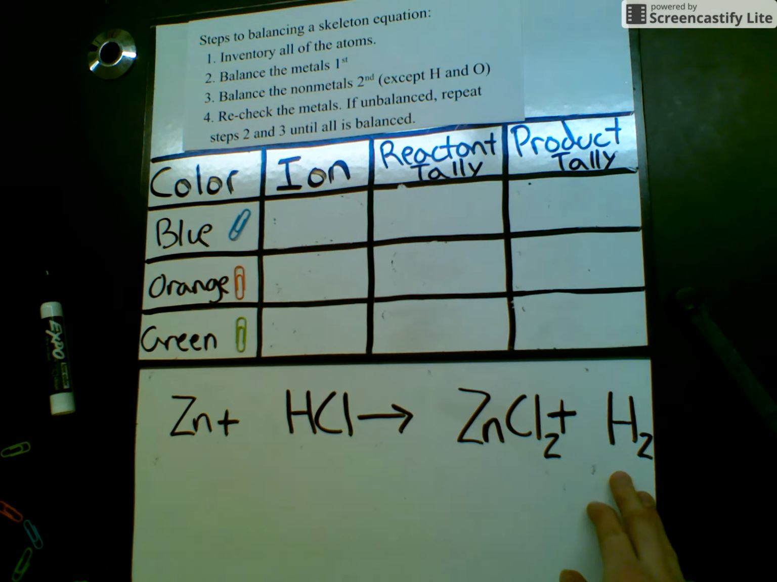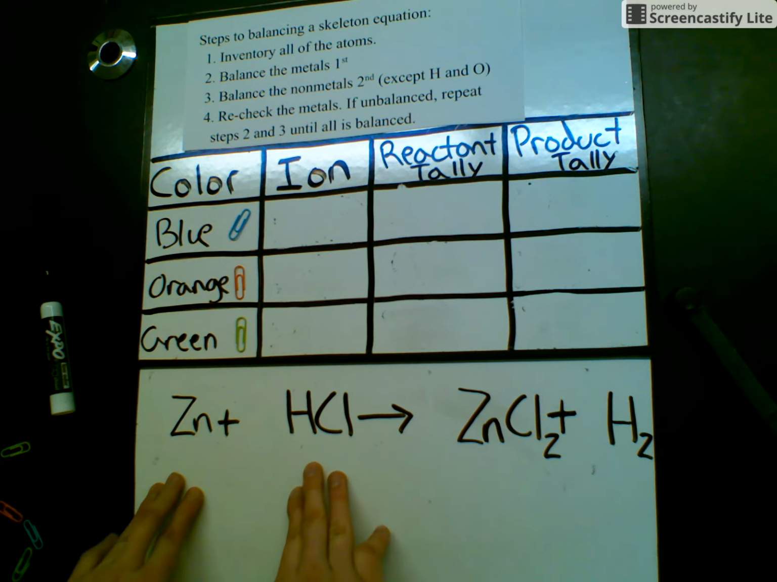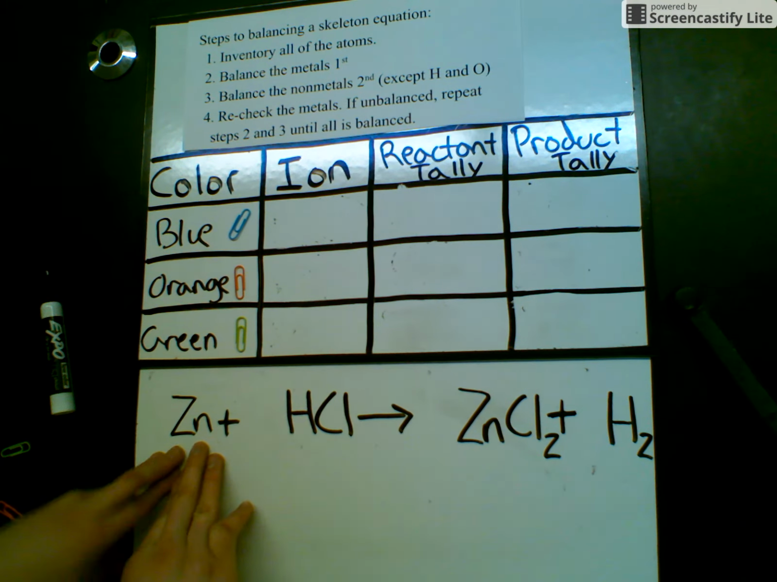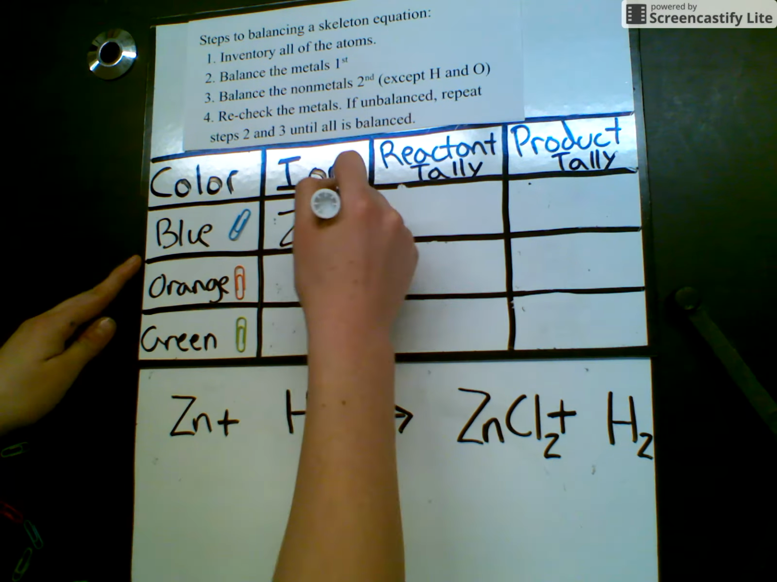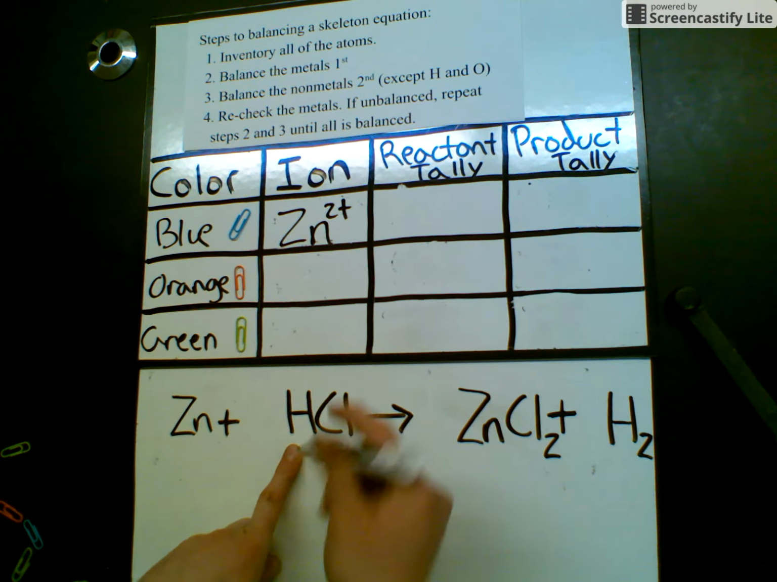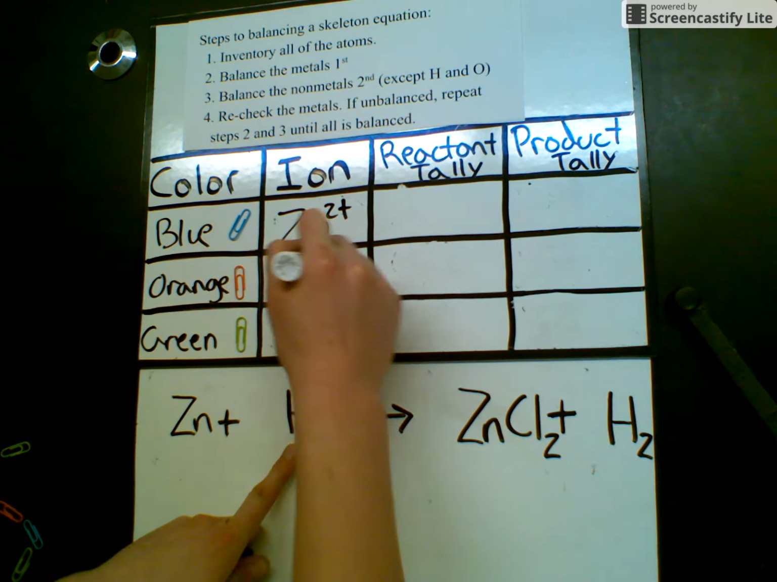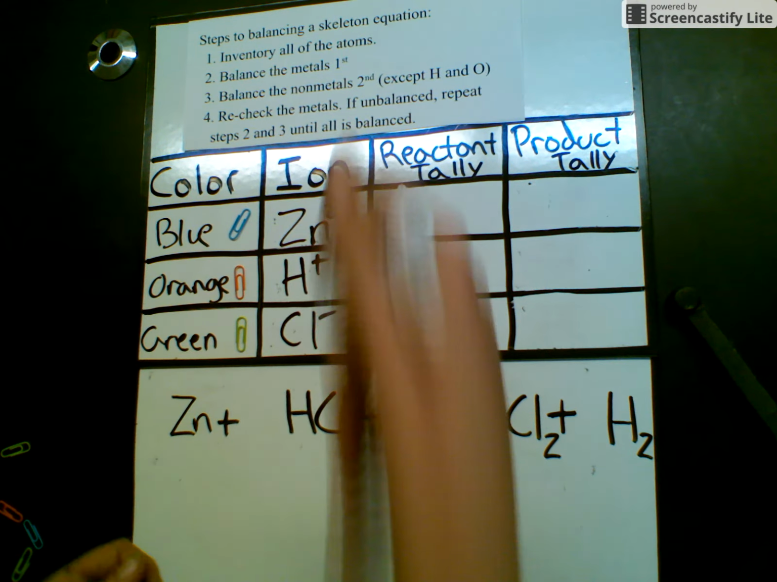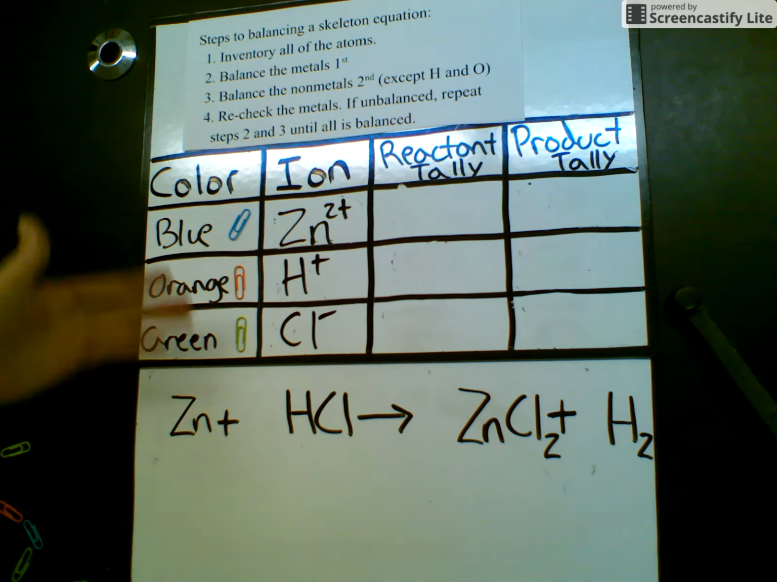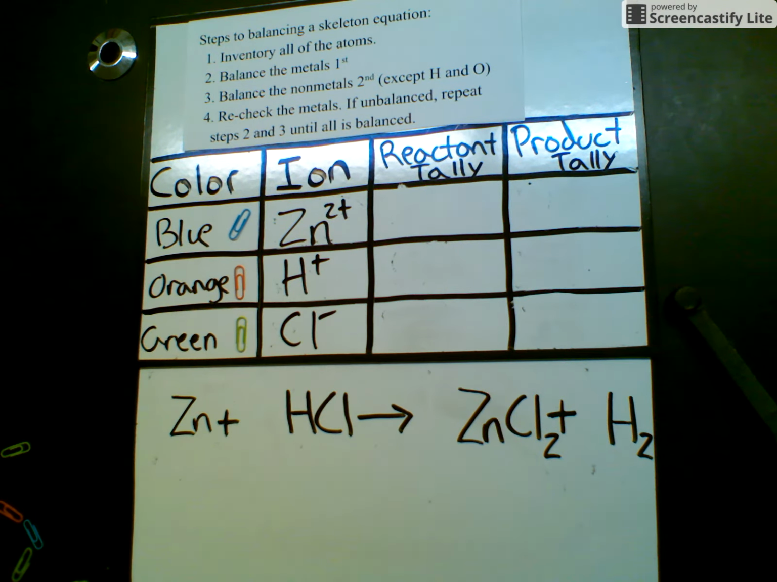So the first step is to assign a color for each of the ions that are participating in this reaction. We know how to break apart compounds into ions. So we can see here that we have just zinc. So I'm going to go ahead and make zinc blue. I have hydrogen. I'm going to go ahead and make that orange. And I have chloride, which I'm going to make green. Now you can assign any colors you'd like. There's no particular reason why I made those colors. That's up to you. Just keep it consistent throughout each problem.